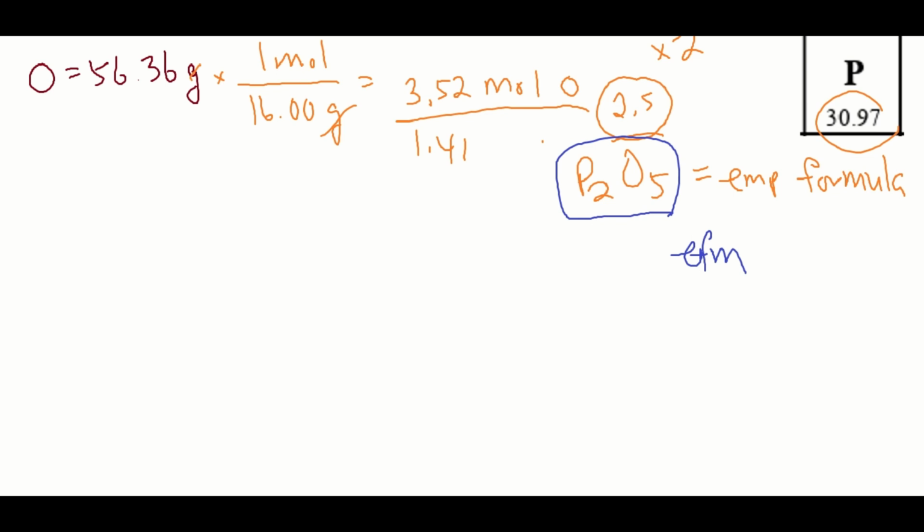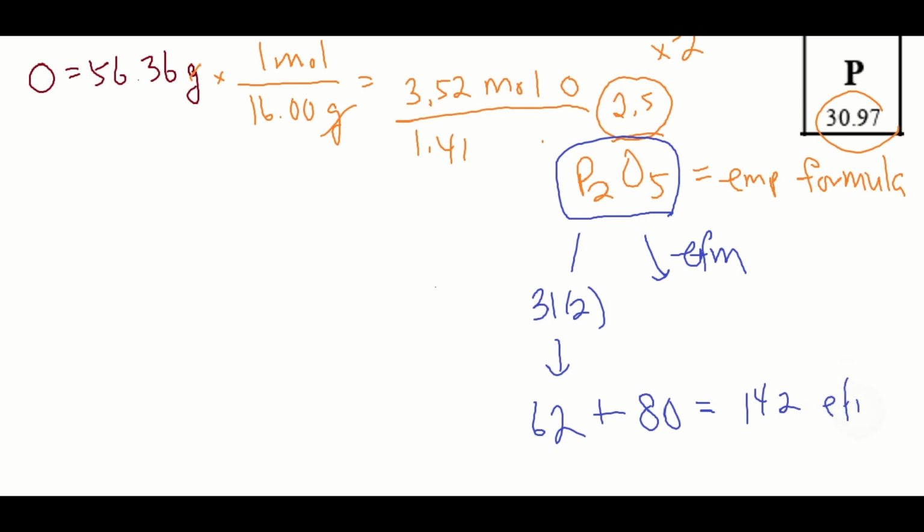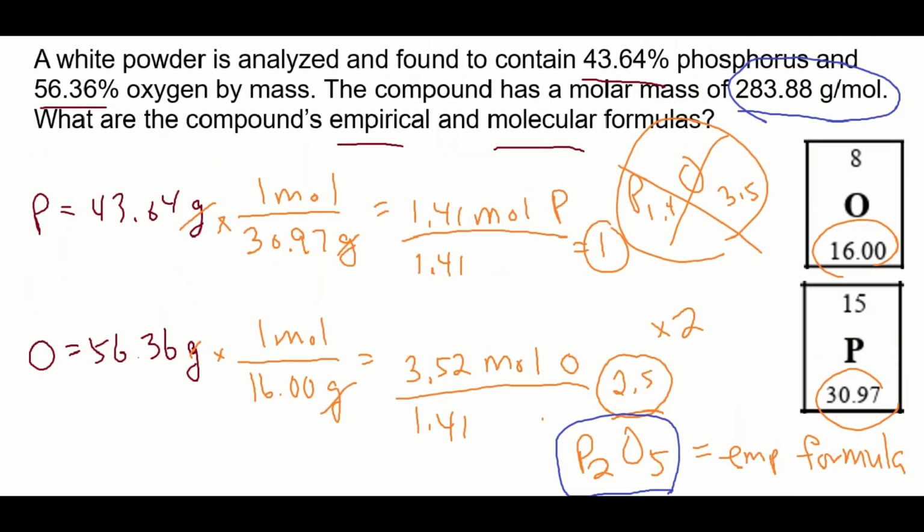All right, so phosphorus, let's just round that to 31. And there's 2 of them. So that's going to give us 62. Plus the 5 oxygens is 80. So that's going to give us 142. 142 is the empirical formula mass. What did we say the molar mass was? Molar mass is 284.